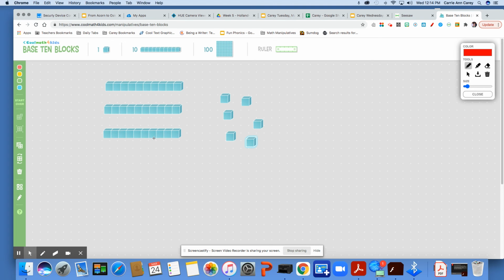Okay, let's see if you got the same answer as me. So I always want to start with the largest value. So I'm going to start with my tens. And I have to count them by 10 since they're worth 10. So we have 10, 20, 30. Now I'm moving on to my ones. And I have to switch to counting by ones. 31, 32, 33, 34, 35, 36. So if you counted 36, you got the correct answer.